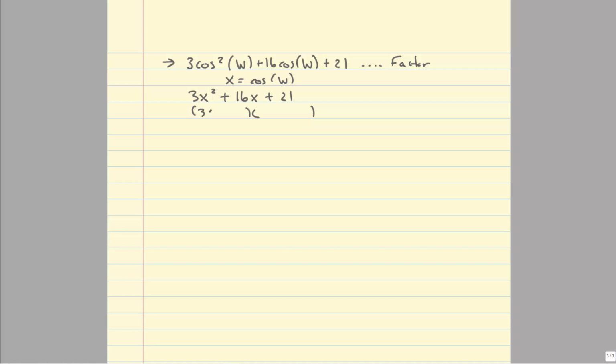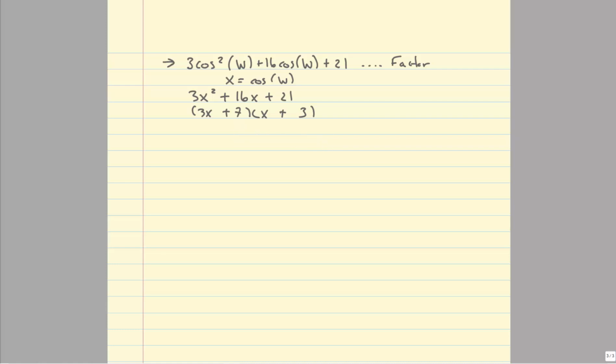So this would factor into 3x and x, and then you can either use reverse FOIL or the AC method, however you best know how to factor in this case. 21 is prime, 3 is prime, so I know it has to be 3x and x if it's going to factor. 21 has to be 3 and 7, so it either has to be 3 here and a 7 here, or a 7 and a 3. I need to add up to 16 for my outside and inside terms, so that'll go 3 and 7 with both adding. So again, it's a trial and error process there.